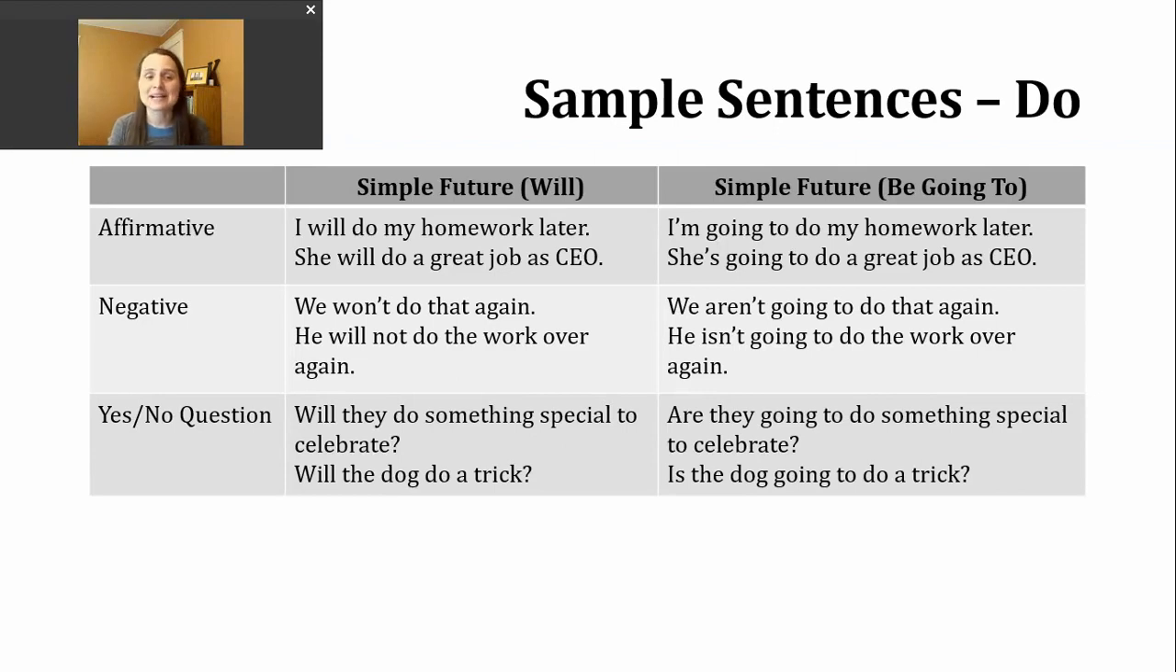So as one example, will they do something special to celebrate? Right? So here, this could be a prediction, wanting to know how some special event will be celebrated. Are they going to do something special to celebrate? I would say again, likely a prediction type of question here. Same thing for will the dog do a trick? Is the dog going to do a trick? So our questions here really have about the same meaning.